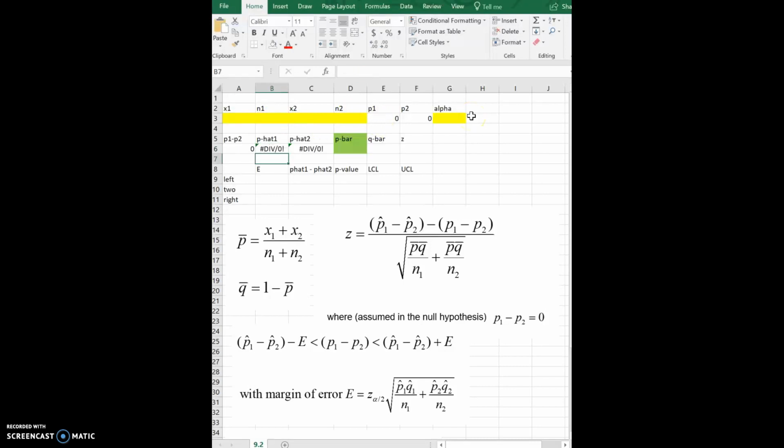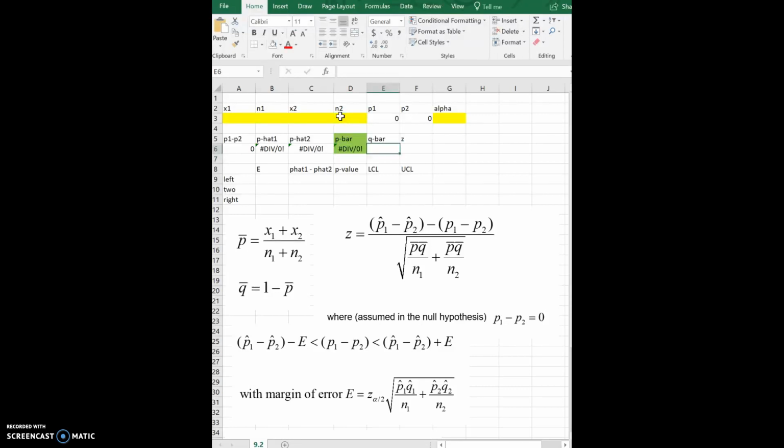Alright, so the next thing that we need is P bar, which is also called P pooled, and that formula is right here. So it's going to be equal to x1 plus x2, and I'm going to put this all in parentheses because that's the numerator, divided by the denominator, which is going to be n1 plus n2. And again, I'm putting that in parentheses because that's the denominator. And that's it. You just have to click enter.